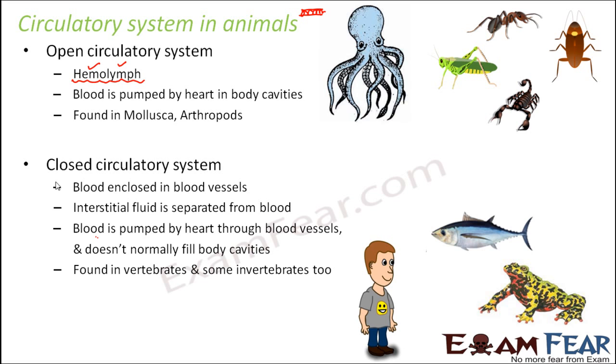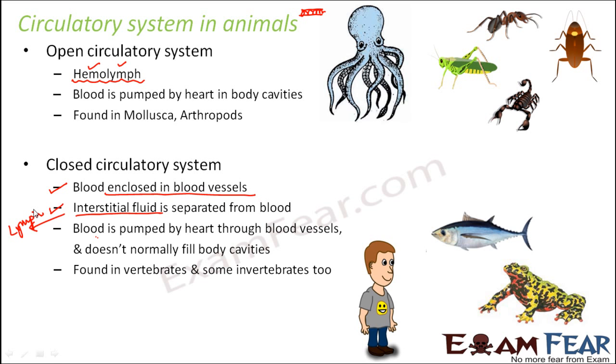Whereas in closed circulatory system, the blood is enclosed in blood vessels. Now, since the blood is enclosed in vessels, the pressure is created. So the blood flows from region of higher pressure towards lower pressure. And here there is a clear distinction between blood and lymph. So the interstitial fluid is separated from the blood. Interstitial fluid is nothing but the lymph, and the lymph is not only different from blood in appearance, but the flow of lymph is also taken care of separately. That is, the lymph flows through the lymph vessels, whereas the blood flows through the blood vessels. So the system itself is different.